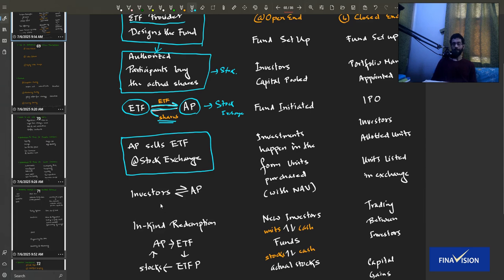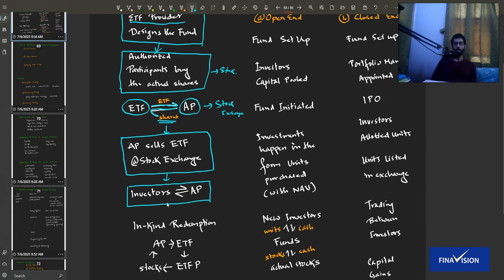So here, the direct transaction is not between the ETF manager and the investors. Here, the direct transaction is actually between the investors and the authorized participants. The transaction actually happens between them, right? So when the investor is buying the ETF, they are actually buying from the authorized participant. And when they are selling it, they are again selling it to the authorized participant, because the authorized participant has listed the ETFs in the stock exchange.